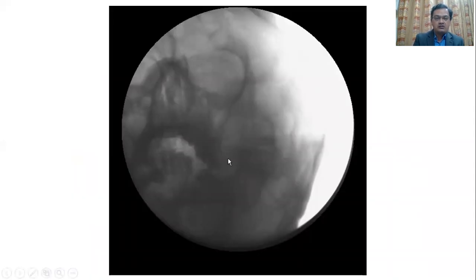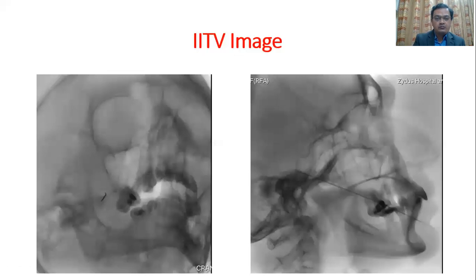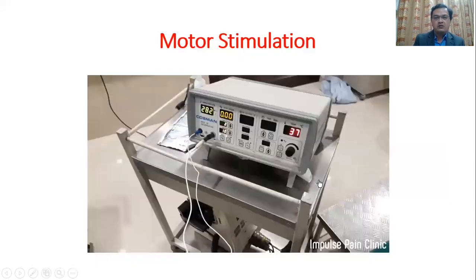This image I haven't marked, but you can see here this is the foramen ovale, and it's very difficult to find under the IITV. But since we commonly do multiple procedures, we learn how to find the foramen. This is a lateral image where my needle is passing through the foramen ovale and reaching the Gasserian ganglion. In another image, you can see the needle quite lateral in the foramen on the lateral view.